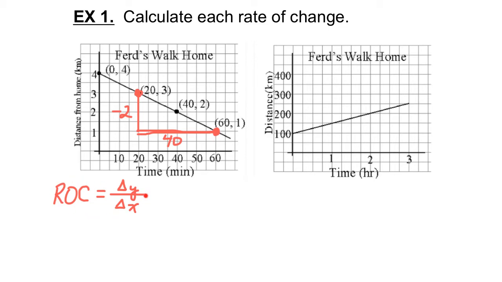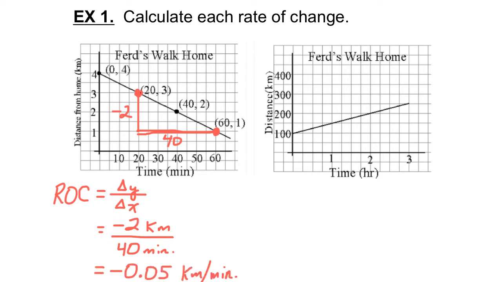Okay, so let's go back to our formula here for rate of change. My rise was -2 kilometers, and my run was 40 minutes. So I have rise over run, and now I can just do this calculation. -2 divided by 40. I get a negative value, -0.05, and the units for my rate of change are just the units for my rise over the units for my run. So it's kilometers per minute. Kilometers per minute. So what this means is if it's negative, it just means his distance is getting smaller over time.